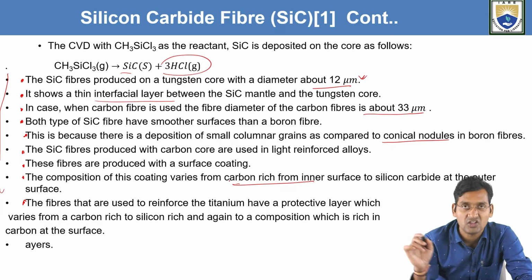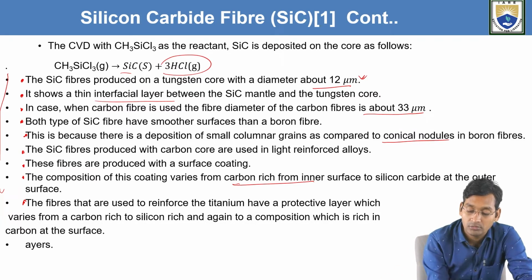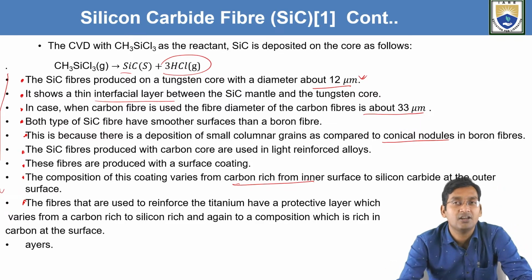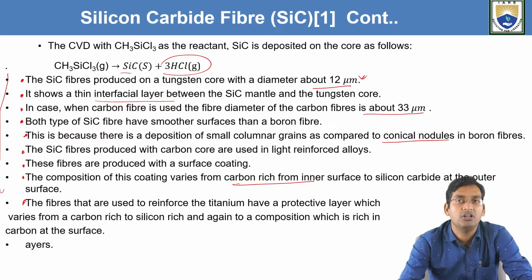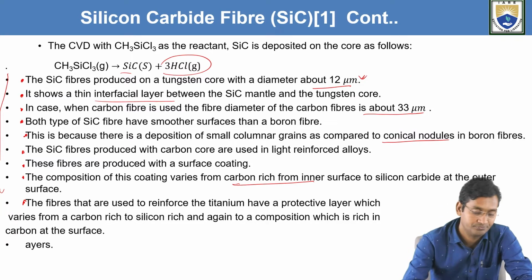So it means at the inner surface more carbon will be there, and at the outer surface more silicon will be there. So as you move from inner to outer side, the carbon content will decrease, or once you move from outer to inner side, silicon carbide content will decrease. The fibers that are used to reinforce the titanium have a protective layer which varies from carbon rich to silicon rich, and again to a composition which is rich in carbon at the surface.